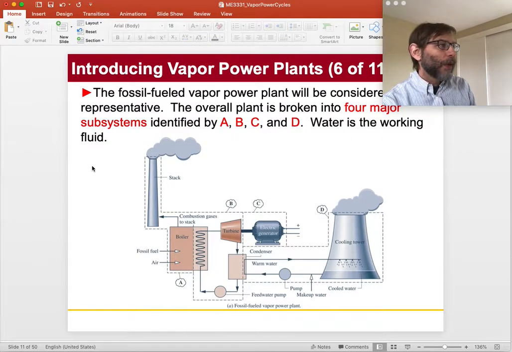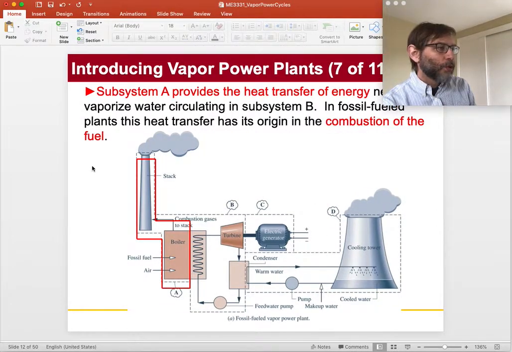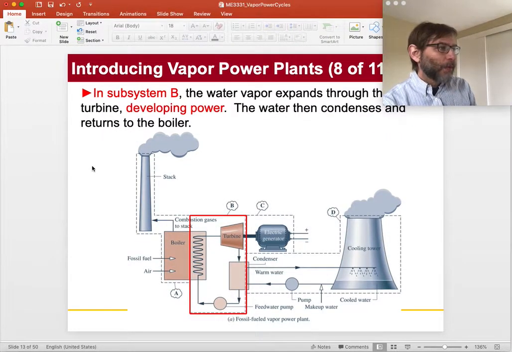Okay, so here we go. Back to the fossil power plant. It doesn't matter. We have the four things. You have the boiler, but really we're interested in B, right? So water is the working fluid usually. So this is the heat transfer coming from what's in the red box, coming from the combustion and heating up the stuff. B is the power cycle. This is what we're going to be studying.